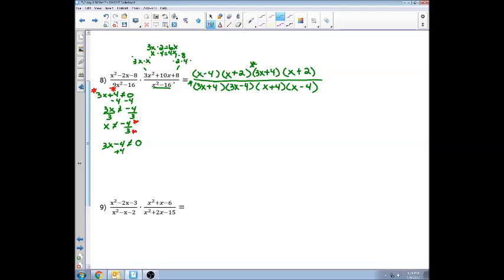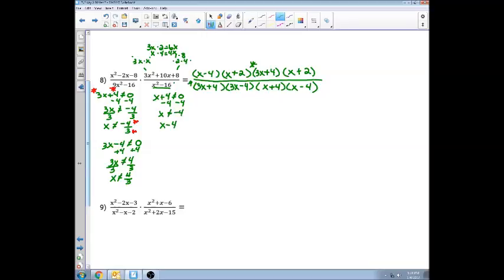Well, if we add 4 to both sides, 3x cannot equal positive 4. Divide by 3. X cannot equal positive 4 over 3. On to our last two restrictions. X plus 4 cannot equal 0. If I subtract 4 from both sides, x cannot equal negative 4.